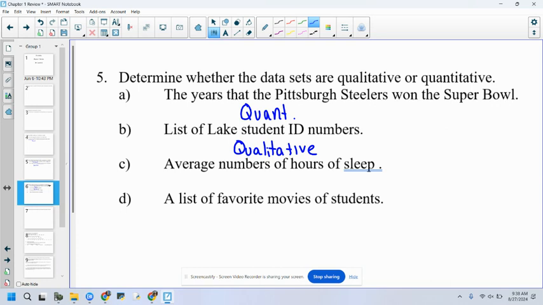Average number of hours of sleep that you may get. Quantitative. Quantity. A list of favorite movies of students. Qualitative.